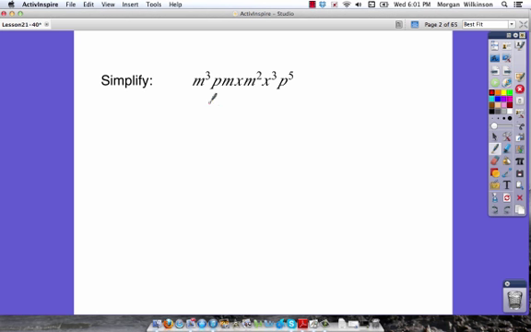We've got m to the third power, p, m, x, m squared, x to the third, p to the fifth. Now what we want to do is figure out how many powers of m we have, how many powers of p we have, and how many powers of x we have. So let's look at our m's. We've got m to the third power. We've got m, that must be m to the first power. We've got m to the second power, and we can add all those up. We've got m to the 3 plus 1 plus 2. That must be m to the sixth power.